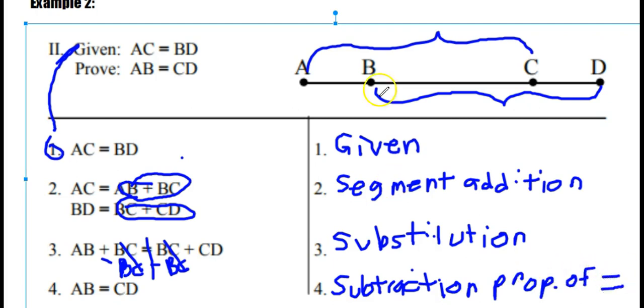So we start off with our given. We use segment addition to bring this in, and then substitution and subtraction property of equality. Now there are probably other ways of doing this. You could have used BC in there somehow and said that used the reflexive property or gone congruent on some of these, but you get the idea. You started off with your givens and you got your proven. Let's take a look at our last example.